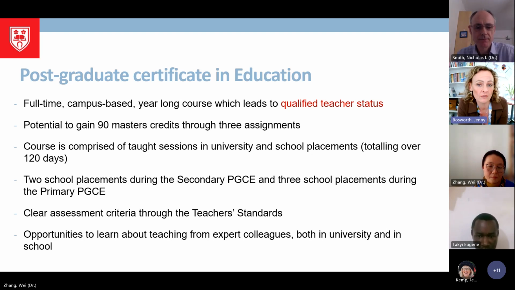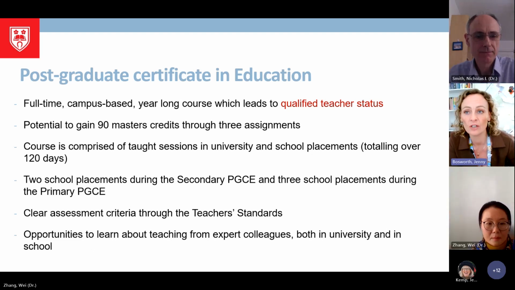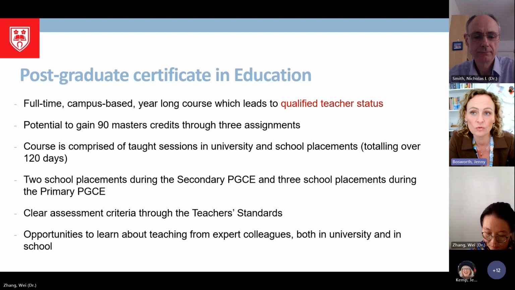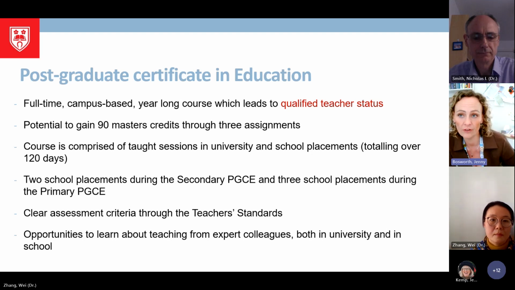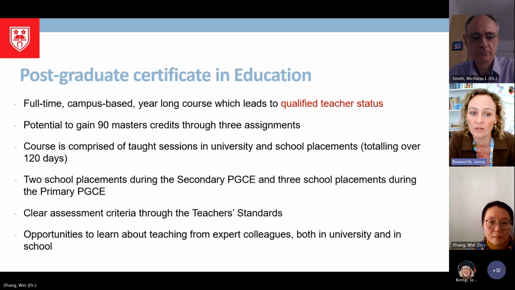The way that we have framed our teacher training is that alongside your teacher training, you also do a PGCE, a postgraduate certificate in education. So alongside the time that you spend in school working with school colleagues and learning how to teach children and young people, you will also be working through different assignments at the university, which means that the expectation is that you will leave with your qualified teacher status and 90 master's credits towards a full master's.